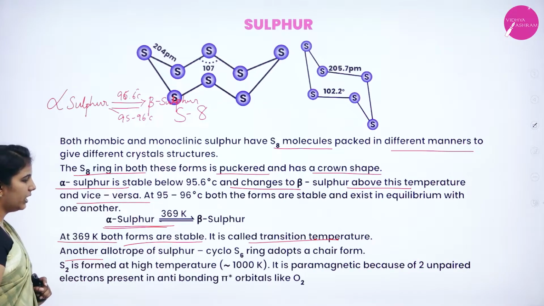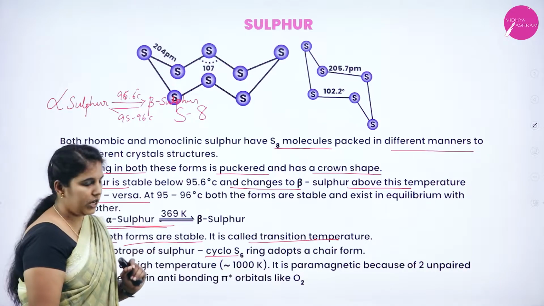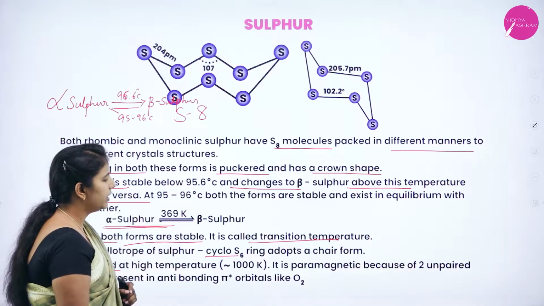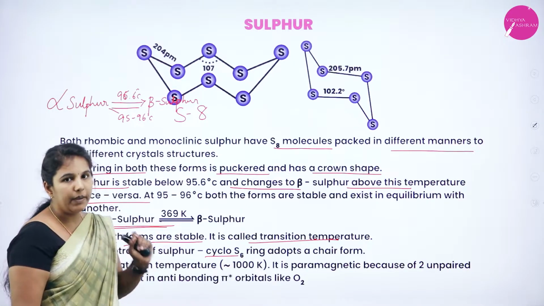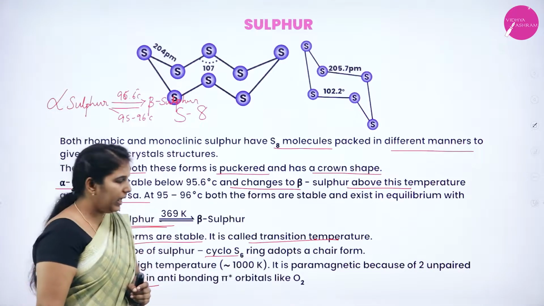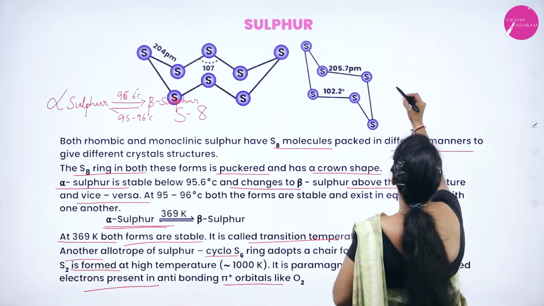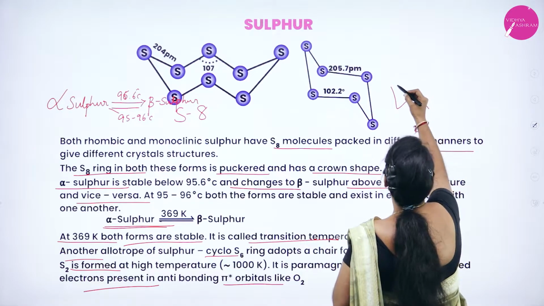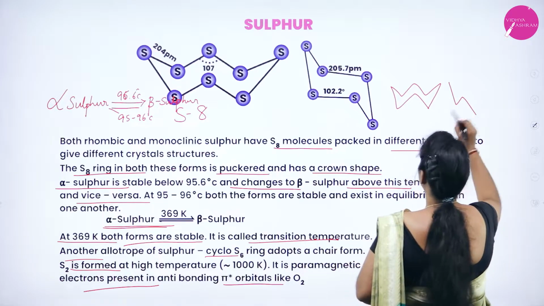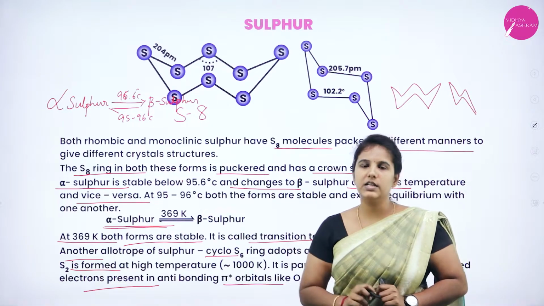Another allotrope of sulfur, the cyclo S6 ring, adopts a chair form, and S2 forms are also formed at very high temperature, and it is paramagnetic because of the 2 unpaired electrons which are present in the antibonding pi star orbitals. You can see that, one is crown shape and one is chair form. Okay, or you can write like this also: one is chair and one is crown form.